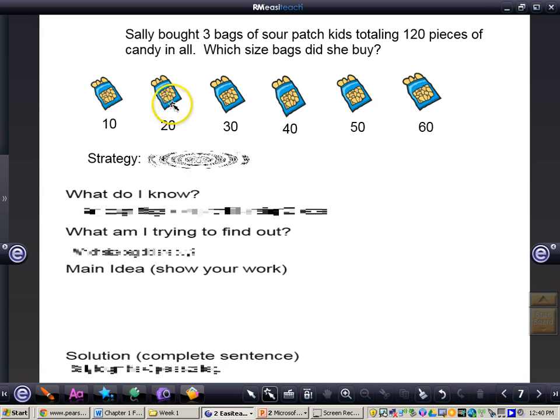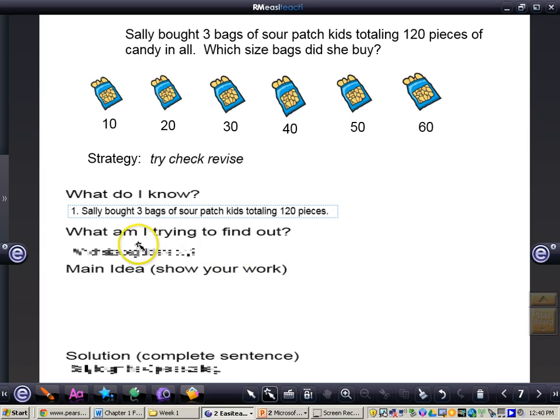Okay, it says Sally bought 3 bags of Sour Patch Kids totaling 120 pieces of candy in all. Which size bags did she buy? Okay, the strategy that we're going to use here will be try, check, and revise. First of all, we want to write down what we know. So we have Sally bought 3 bags of Sour Patch Kids totaling 120 pieces.